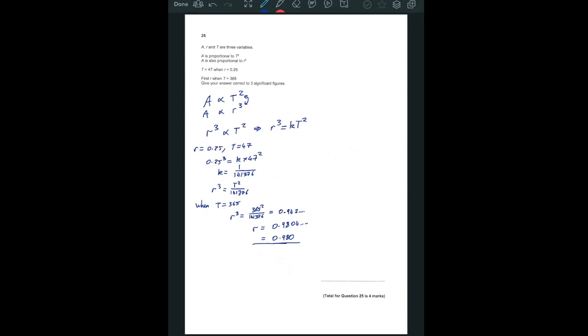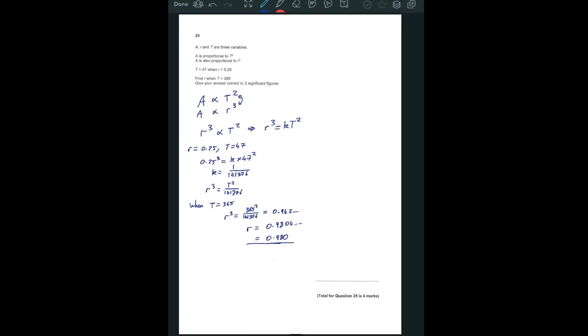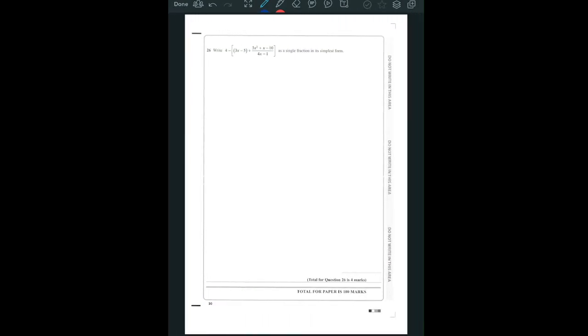That's a question that I would check very, very carefully, pretty much do again when you have time checking at the end. Question 26. Now this is my last question. We have the total marks at the end. So we're on to the final question, and it's not nice.